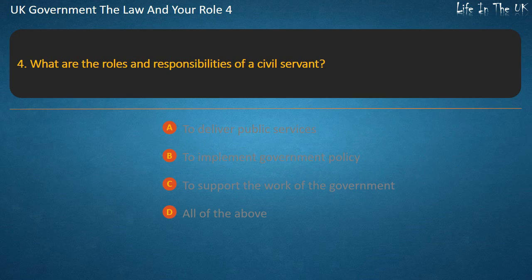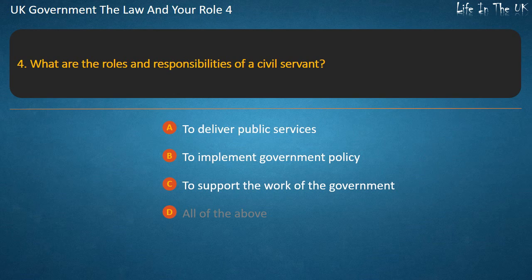Question 4. What are the roles and responsibilities of a civil servant? To deliver public services. To implement government policy. To support the work of the government. All of the above. Answer. All of the above.